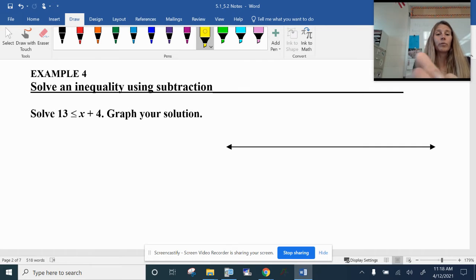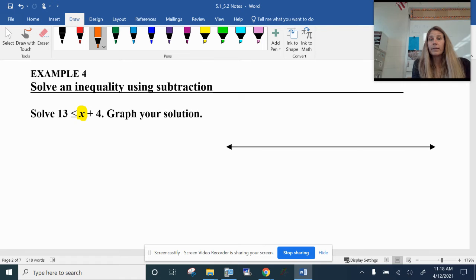Example 4, another similar problem. This time I have x plus 4. Now notice this time my variable is on the right. It doesn't change how we go about doing anything. I still want to isolate the variable where it is. So I'm going to subtract the 4.